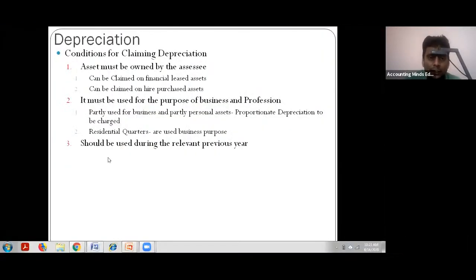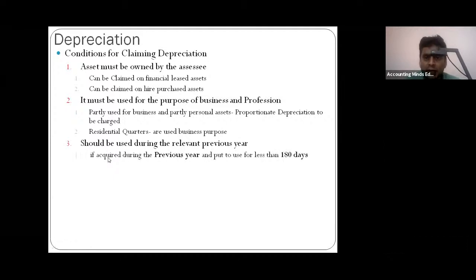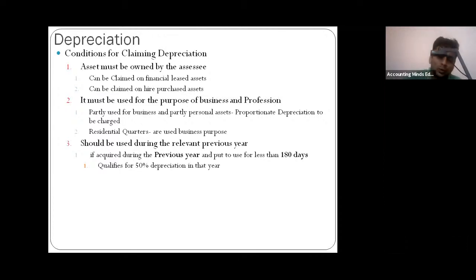Now, the tricky part comes here. It should be used in the relevant previous year, but the issue here is that if acquired in the previous year and put to use for less than 180 days, then 50% depreciation can be claimed in that year. So read it carefully. Maybe I will ask Naveen to read it. Read it, Naveen.